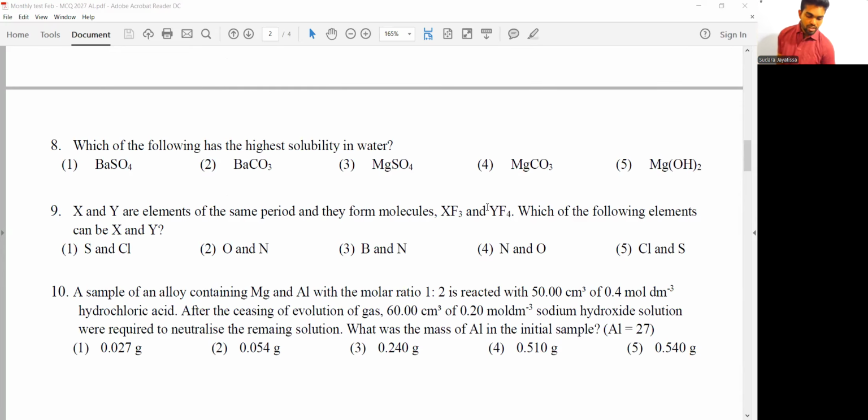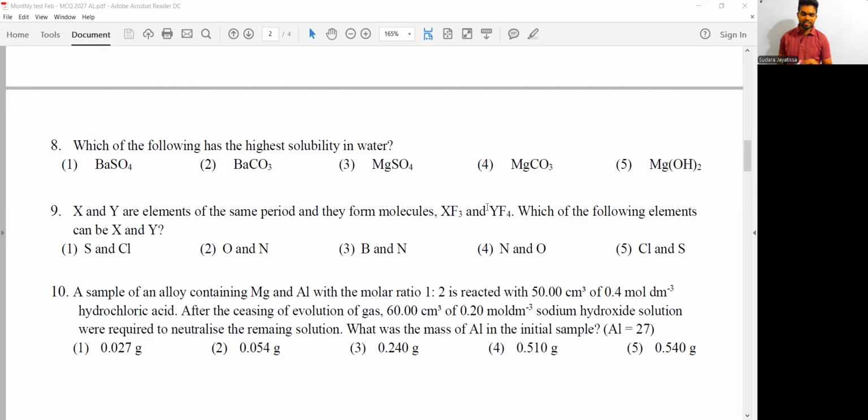Now, the next one. Question number 8. Which of the following has the highest solubility in water? When I was checking the papers to add questions to your paper, I saw this question, and it's a really good one. Where is this theory coming from? It is coming from your S block. We discussed several sections, and one topic was solubility rules. You need to answer this question using that theory. The answer is answer 3, magnesium sulfate.